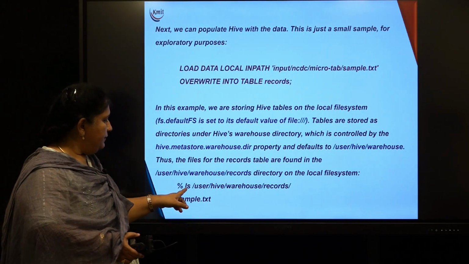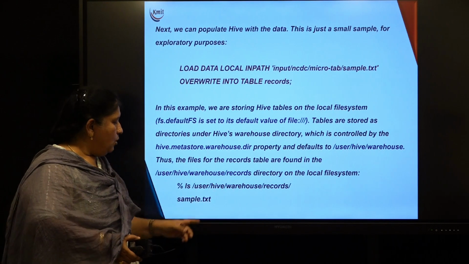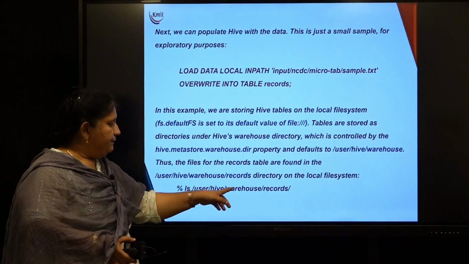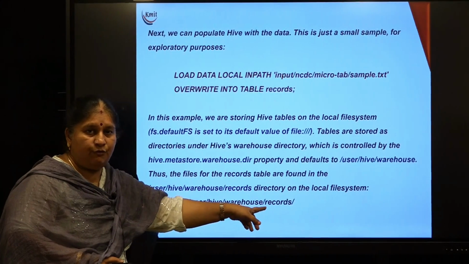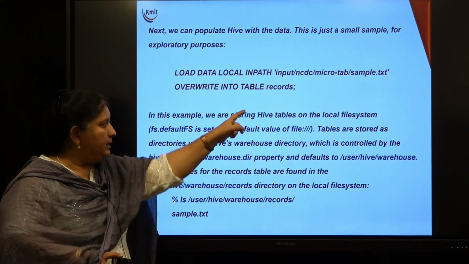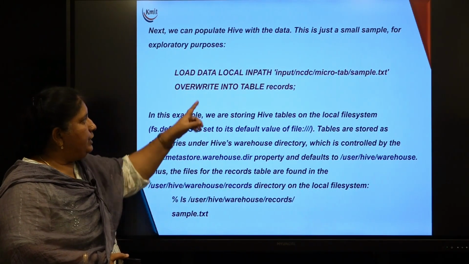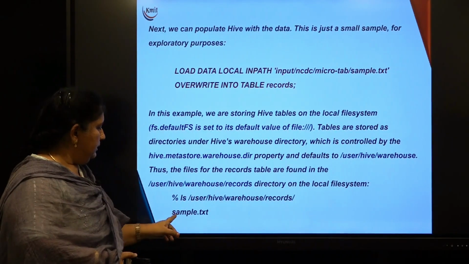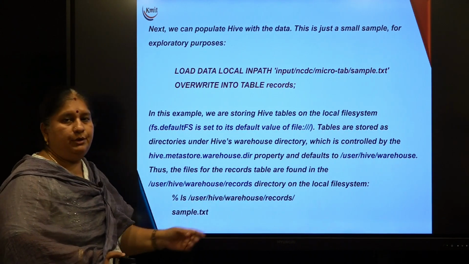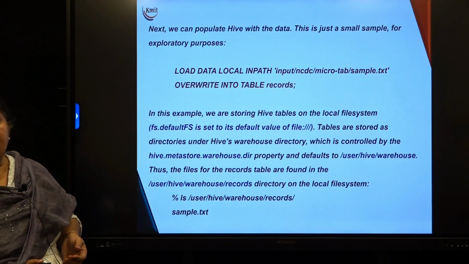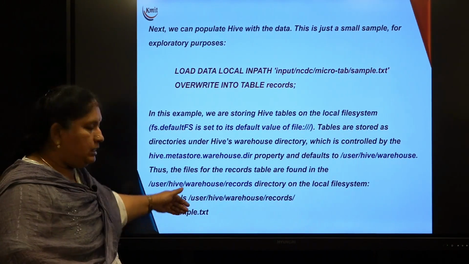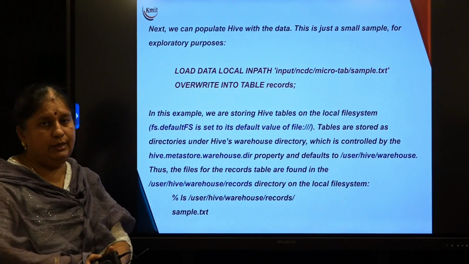So if I try to give the listing for this folder, what is the folder path? Root, user, hive, warehouse, in which what is the folder? Records. What is this records? It corresponds to the name of the table. What data did we load into the table? Sample.txt. So if you try to list out this table named folder, you get the file name. Suppose I have tried to load 3 to 4 files into this table. In the listing, you will find all those 3 to 4 files.